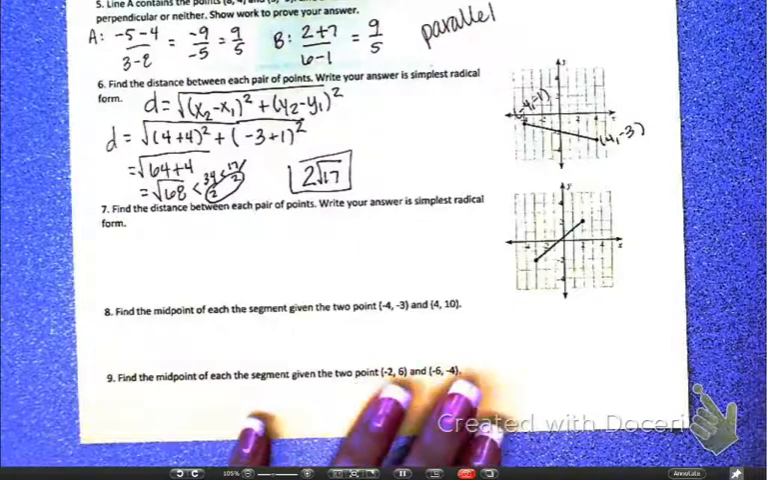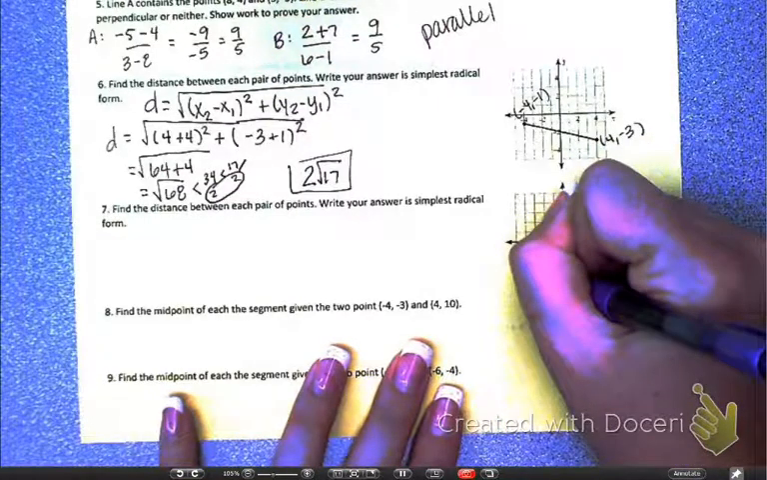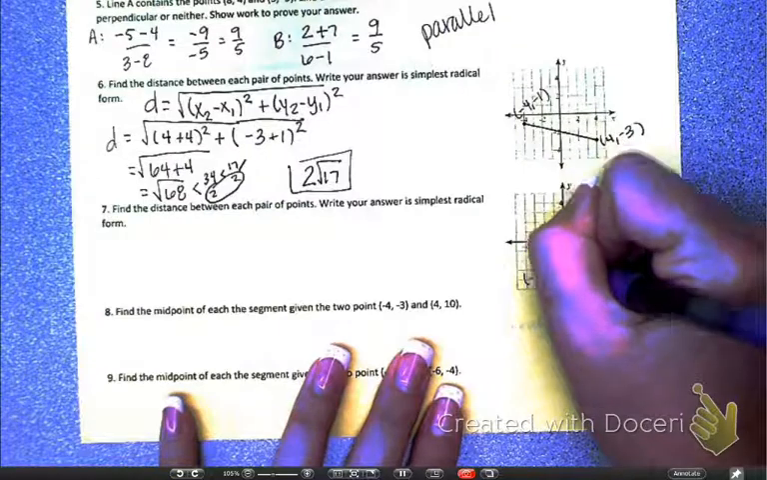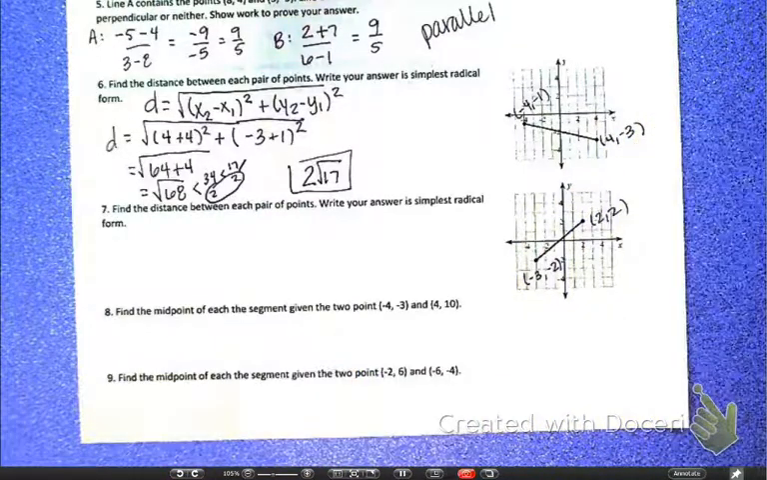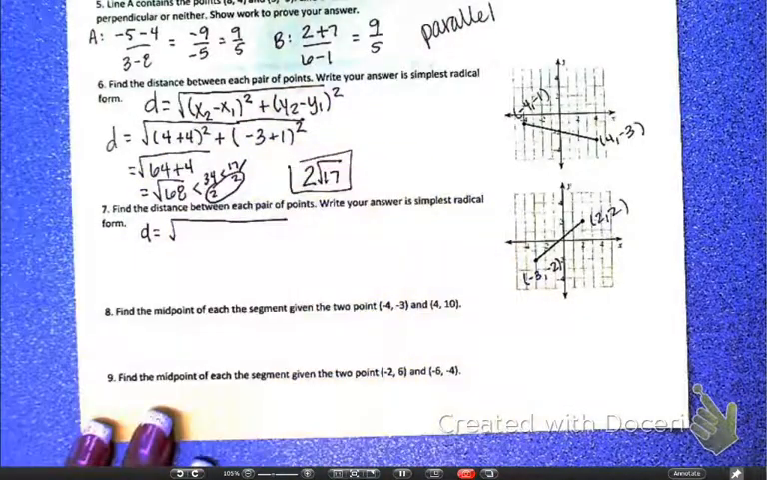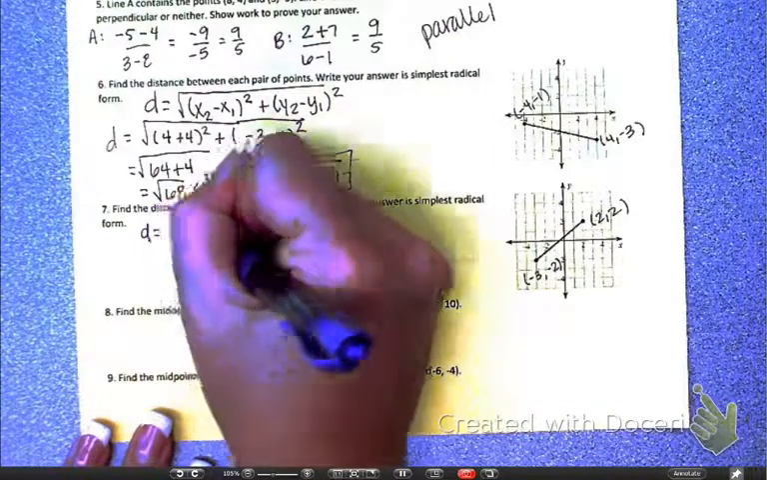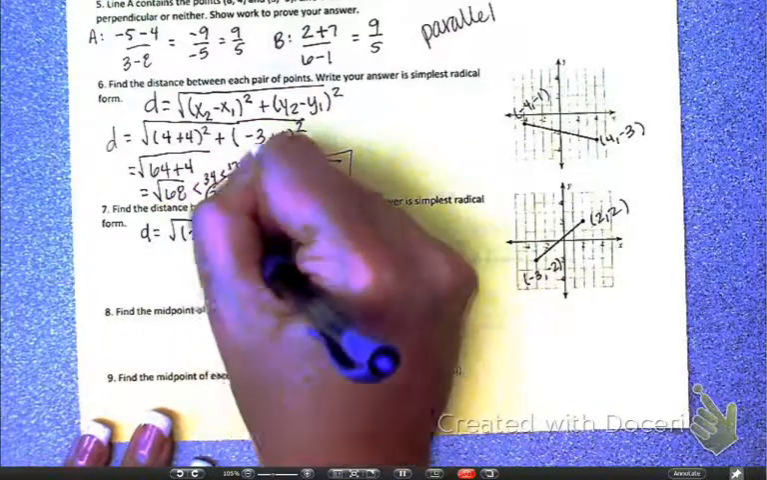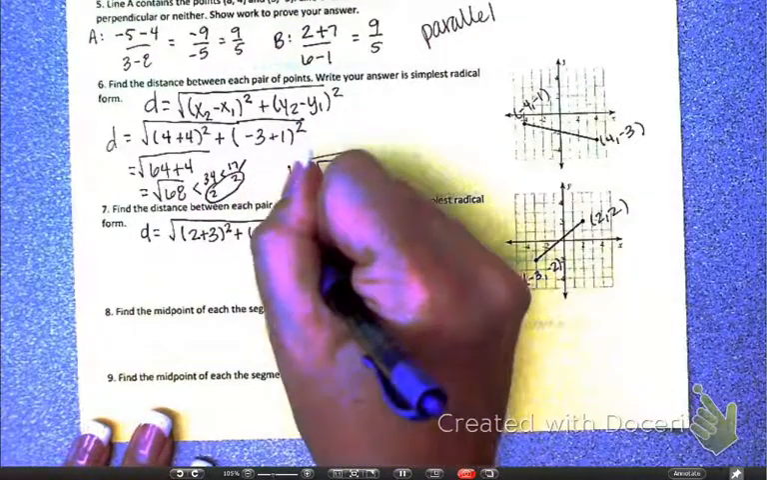Same thing with number 7. So let's see, (-3, -2) and (2, 2). If we plug it into the distance formula, we get 2 minus the -3, so 2 plus 3 squared, plus 2, and then minus that -2, so it would be plus 2 squared.